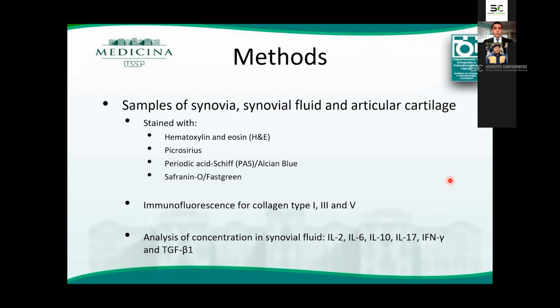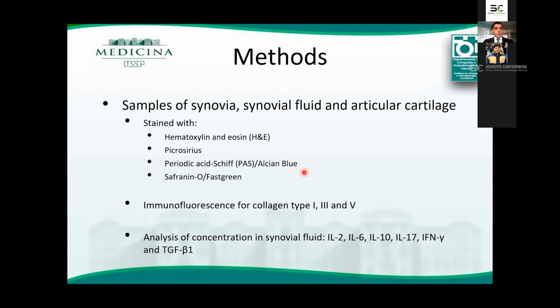Staining with PAS Alcian blue was used for analysis of proteoglycans in synovial tissue, and safranin-O fast green was used to quantify those proteoglycans. Immunofluorescence was prepared to analyze collagen types 1, 3, and 5 in synovial tissue, and analysis of cytokines in synovial fluid was prepared for IL-2, 6, 10, and 17, interferon, and TGF-beta-1, which were determined using commercial kits by ELISA tests.